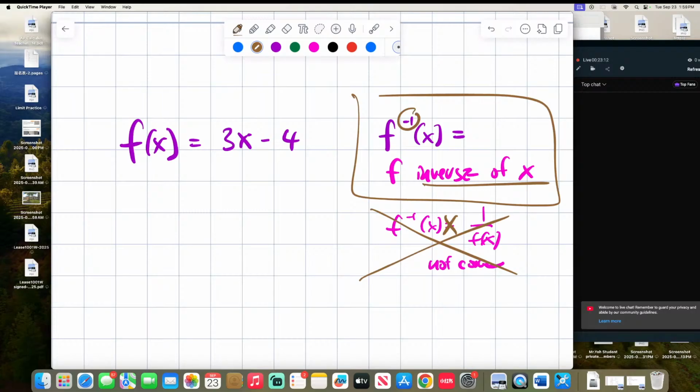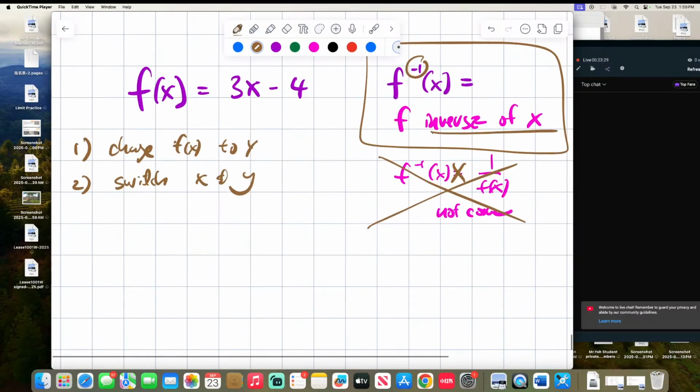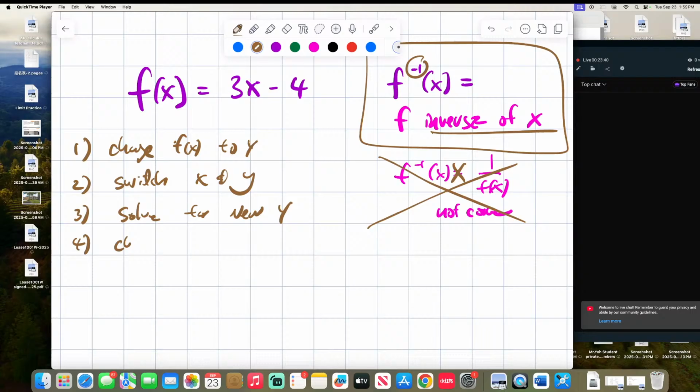Okay? So how do I find the inverse? 4 steps. 1, change f of x to y. Second step, switch x and y. Is that okay? Third, solve for the new y. Fourth, change the y to f inverse of x. So that will be an inverse function. Yeah, switch x and y.